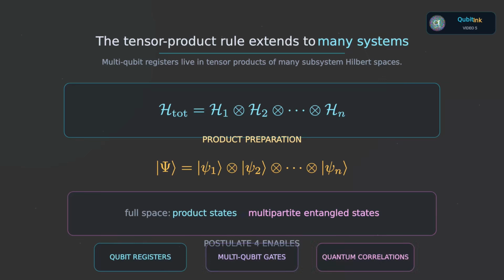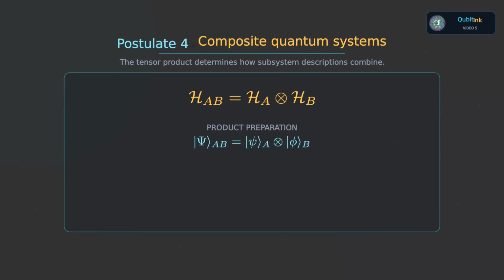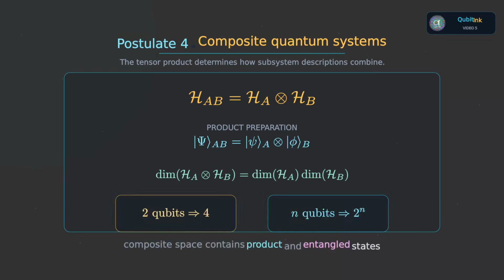Let us summarize the final postulate. The state space of a composite system is the tensor product of the state spaces of its components. Product preparations give product states. Dimensions multiply under tensor products. 2 qubits therefore have a 4-dimensional joint state space, and n qubits have dimension 2 to the power n. The composite space contains both product states and entangled states. And with that, the 4 postulates fit together.